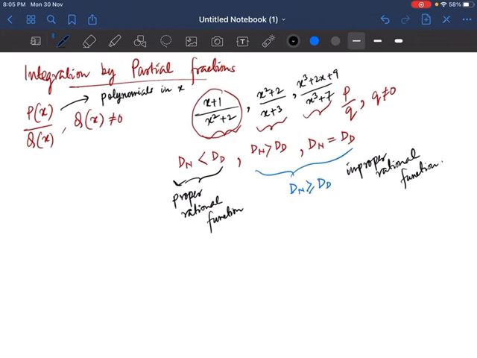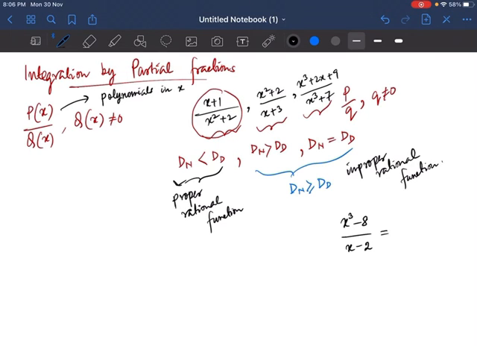Suppose we have (x cube minus 8) divided by (x minus 2). Now we have to convert this into a proper rational function. In x cube minus 8, the degree of the numerator is 3, and the degree of the denominator is 1. So the degree of the numerator is more than the degree of the denominator, so this is an improper rational function. We have to try to convert it into a proper rational function. So how do I do it?